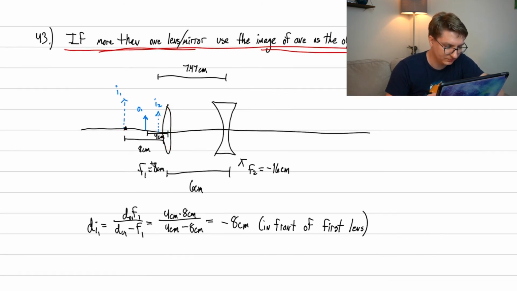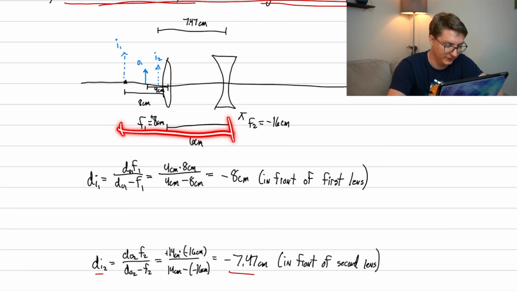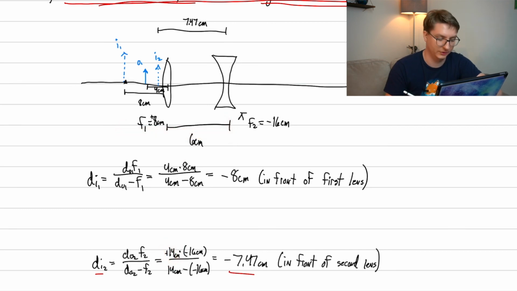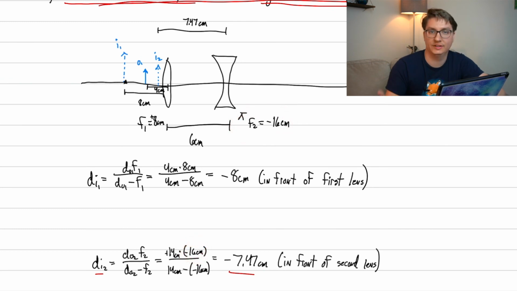Okay, so how do we find the final image? Now we need to input this distance to this lens, so we've got to be very careful, otherwise we're going to get messed up. What's the distance to that lens? We have 8 centimeters and 6 centimeters, so this distance overall is going to be 14 centimeters. Then we have the focal length of this second lens, negative 16 centimeters. That's a concave lens, so it picks up a negative sign.